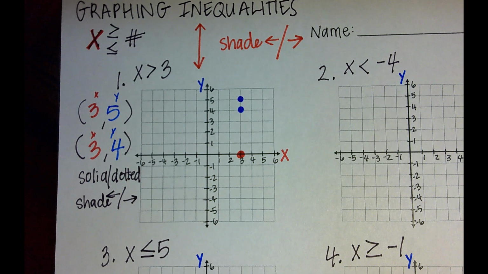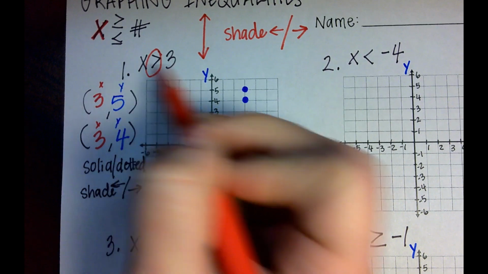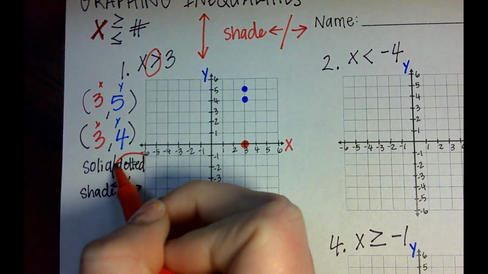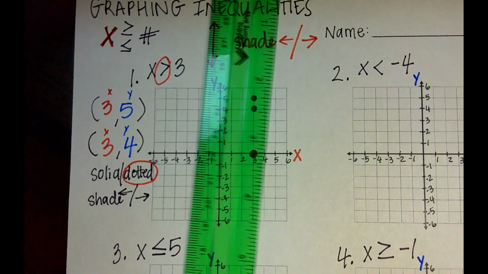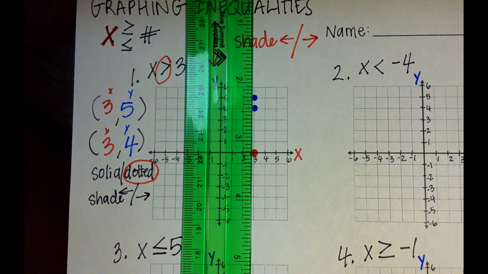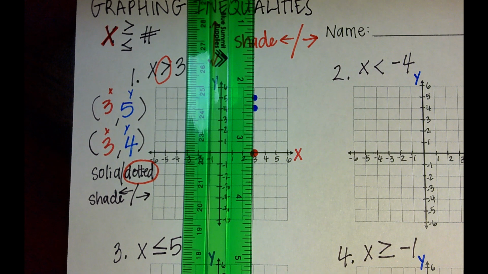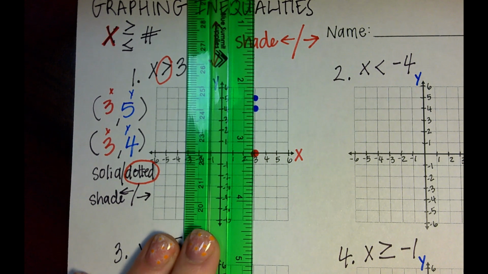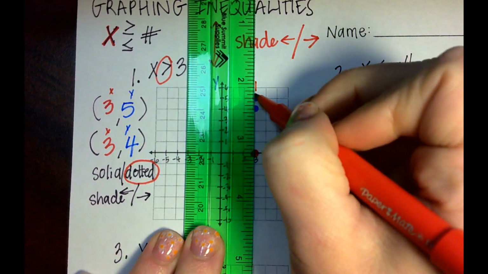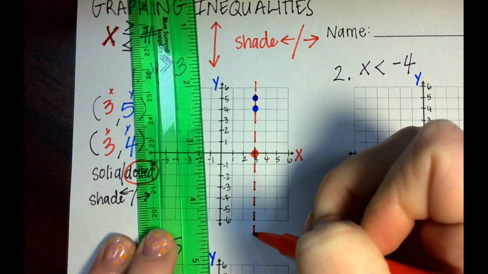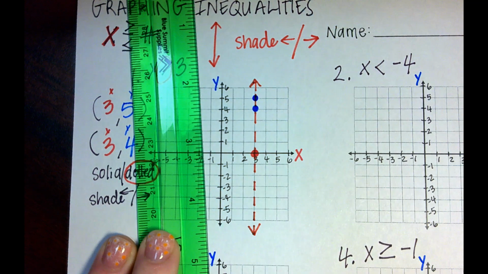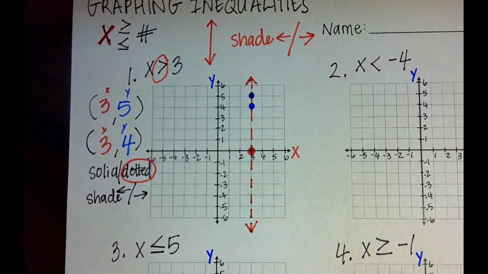Now, is this going to be a solid line or a dotted line? Dotted. Good. It's just greater than. It's not greater than or equal to, so we are looking at a dotted line. So I'm going to go ahead and dot the line. Then we'll look at our shading. Okay, so there's my line.